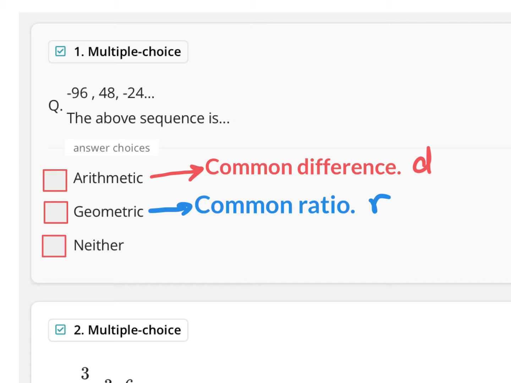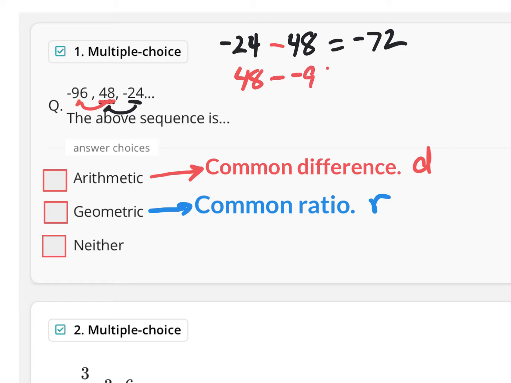Again, let's check if there's a common difference. How do I do that? I'm going to take this number, negative 24, and subtract the previous number from it. So it's negative 24, take away 48, and the answer is negative 72. Now let's see if that common difference of negative 72 is actually common. Will it happen when I go 48, take away negative 96?